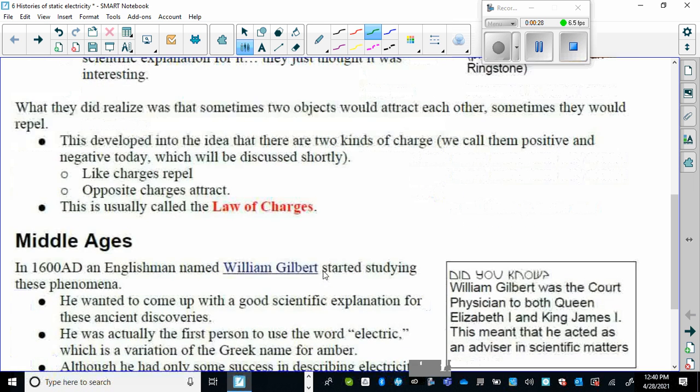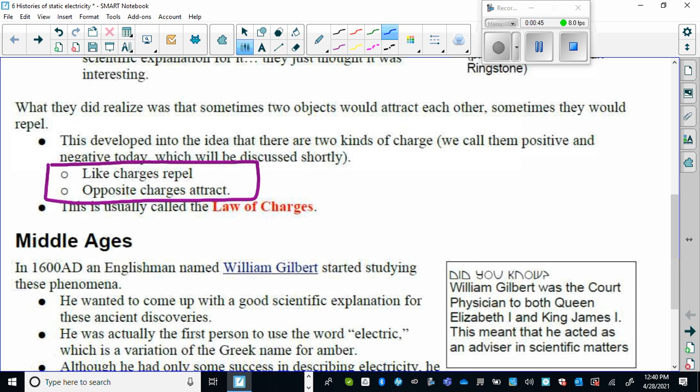And then we'll get right to the heart of the matter with one of the more important things, or the basis of this entire unit really, which is the law of charges. Like charges repel, opposite charges attract. I'm assuming you know that, but let's review it just in case.